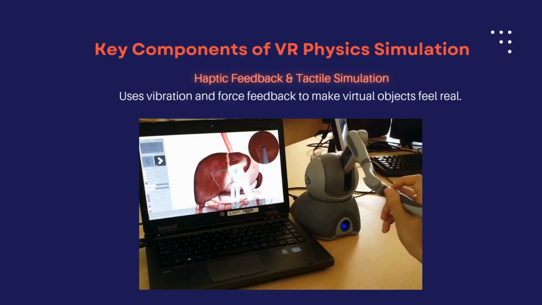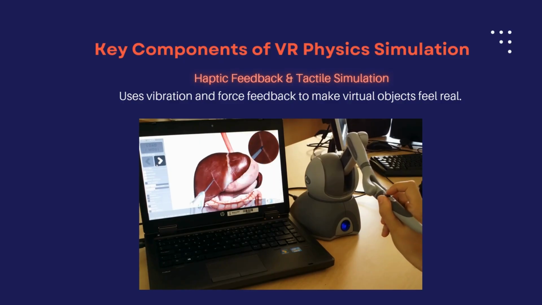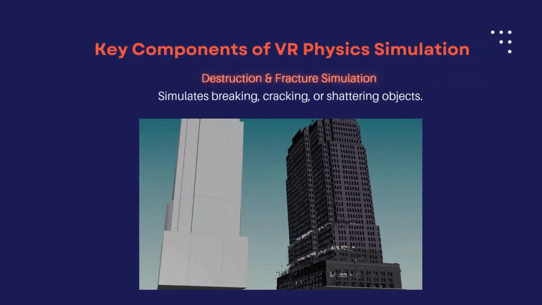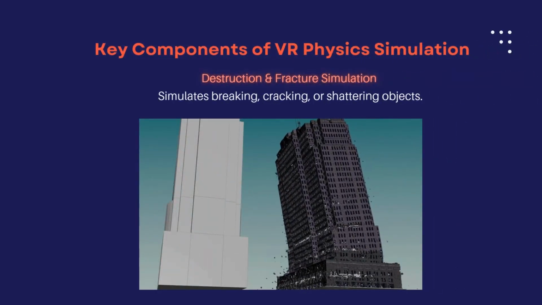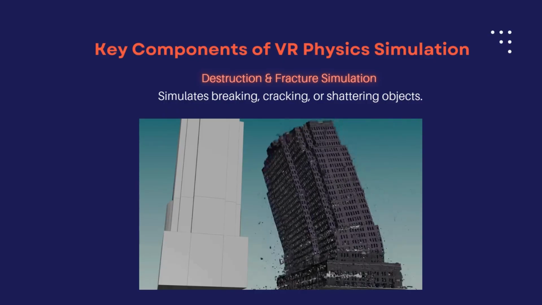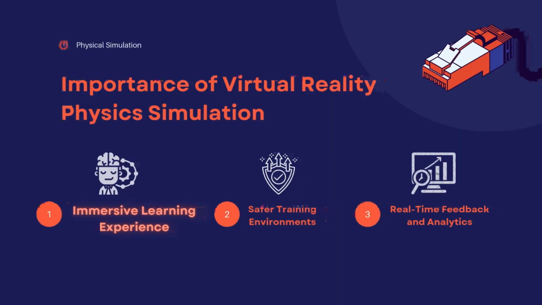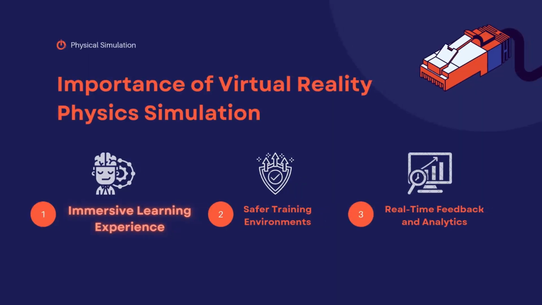Number 6. Haptic feedback and tactile simulation. It uses vibration and force feedback to create realistic touch sensations. In the video, VR laparoscopic surgery allows trainees to feel resistance, texture, and pressure during procedures. Lastly, number 7. Destruction and fracture simulation. It simulates breaking, cracking, or shattering objects. The video demonstrates a building collapse affecting nearby structures.